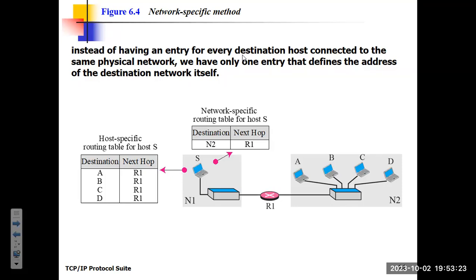Can you tell from the IP address what the network address is? Yes, using the mask, right? So if you have devices A, B, C, D, all of them have the same network address. N1 is a network address, N2 is a network address. When you find the network address, you just send it to this router, and this router will know, oh, for this network address, I have to go this route. So that's the third type, which is network-specific. The last one.